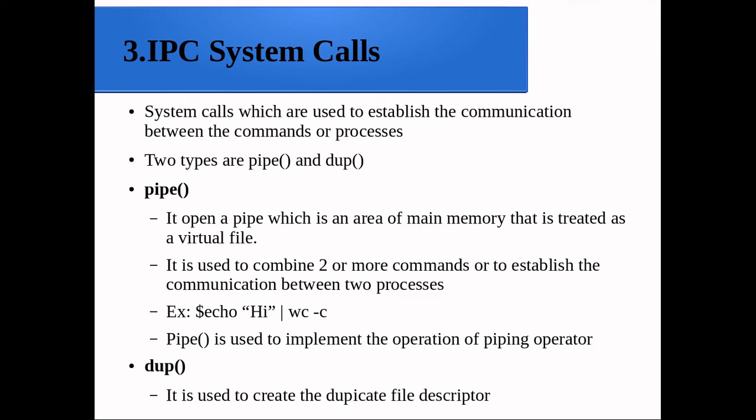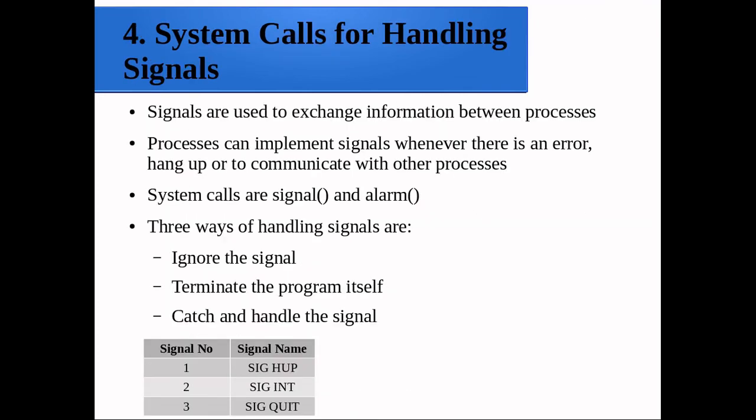Then the next system call is the dupe system call. I told you whenever we open a file, there will be a file descriptor, that is the unique number indicating the file. So if we want to duplicate the file descriptor, we use the next interprocess communication system call, that is dupe. It is for duplicating the file descriptor. So we have mainly two types of interprocess communication system calls, that is pipe and dupe.